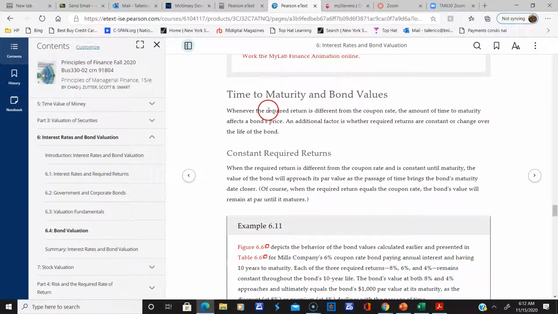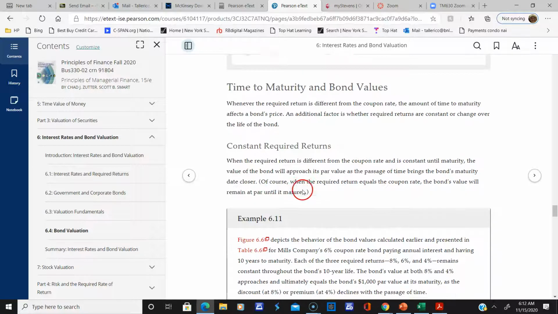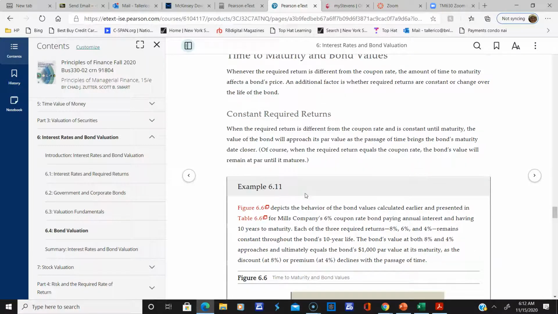All right, so whenever the required return is different from the coupon rate, as you know it can be now, the amount of time to maturity will affect the bond price, right? An additional factor is whether required returns are constant or change over the life of the bond. When the required return is different from the coupon rate and is constant until maturity, the value of the bond will approach its par value as the passage of time brings the bond maturity date closer. Of course, when the required return equals the coupon rate, the bond's value will remain at par until it matures. It'll flatline.